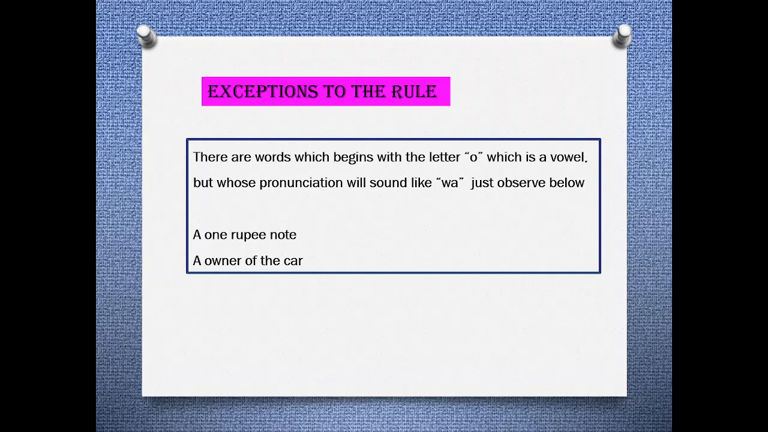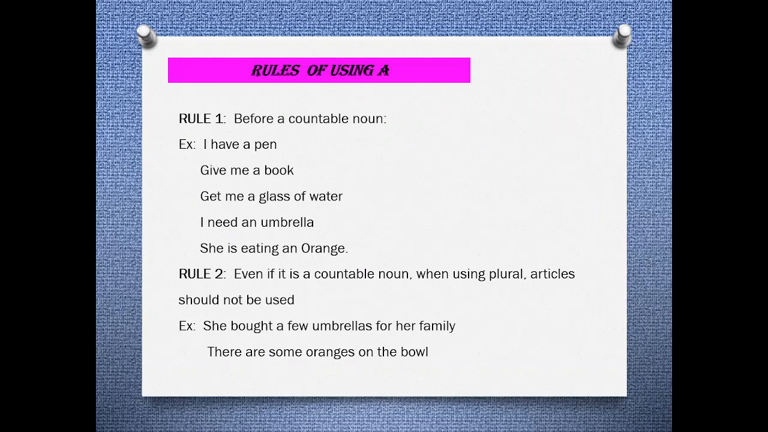Actually, I told you before a vowel, you will have to use an. But here, though there is a vowel as O in ONE, you are pronouncing it as va. So you are not pronouncing the vowel, and that's why we are using a. A owner of the car. So, owner, isn't it? So that's why here also a has to be used.